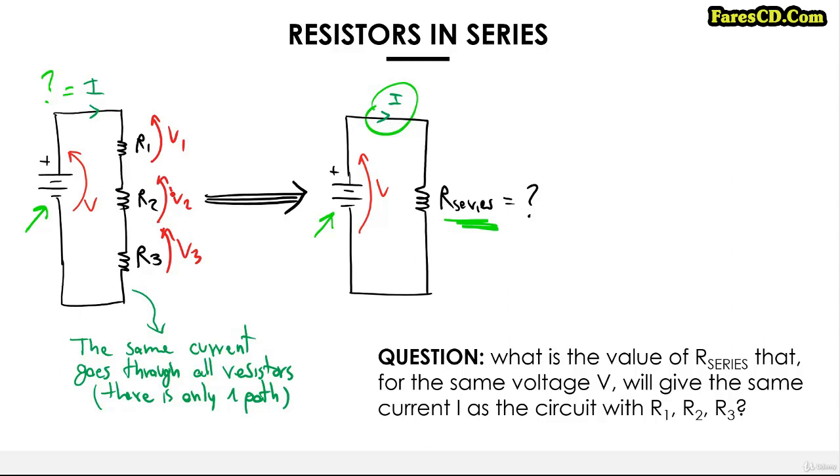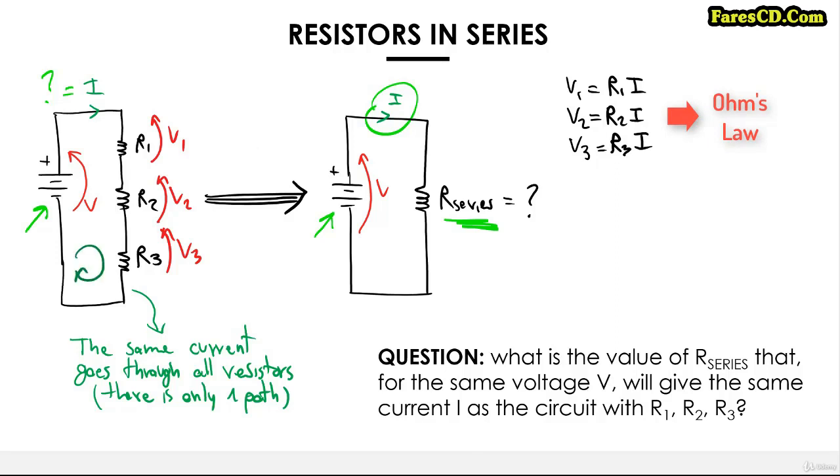Now, using Ohm's law, I can write the value of V1 as a function of I and R1, because V1 has to be equal to R1 multiplied by I. And for the same reason, V2 is equal to R2 multiplied by I, and V3 equal to R3 multiplied by I. Very simple. Now, if we use the Kirchhoff voltage law, it's very easy to write that V has to be equal to V1 plus V2 plus V3.